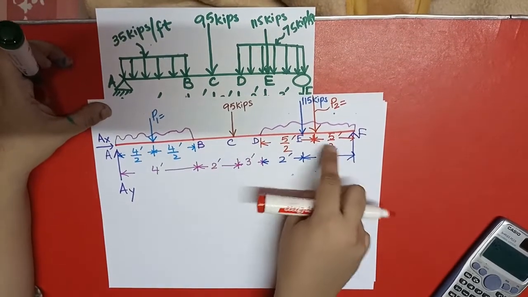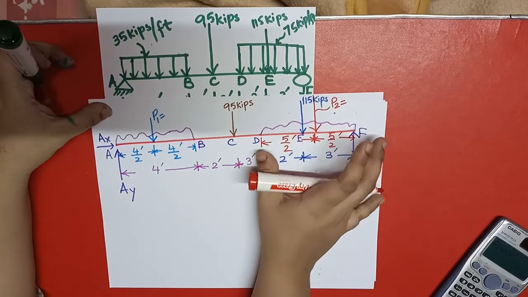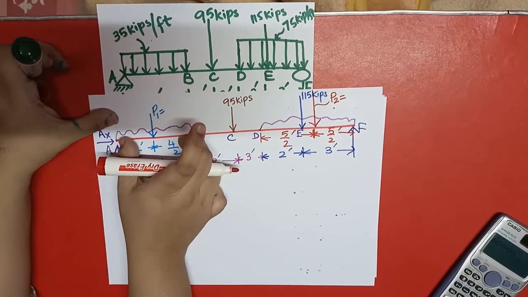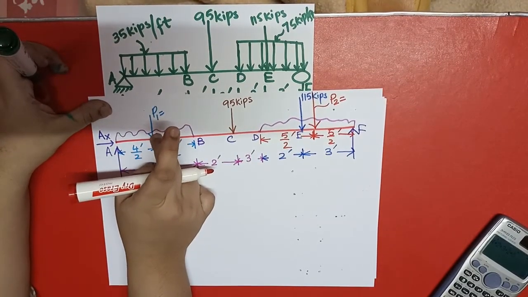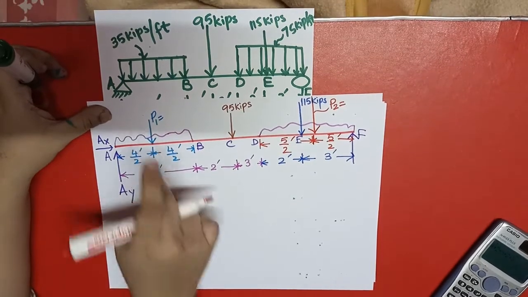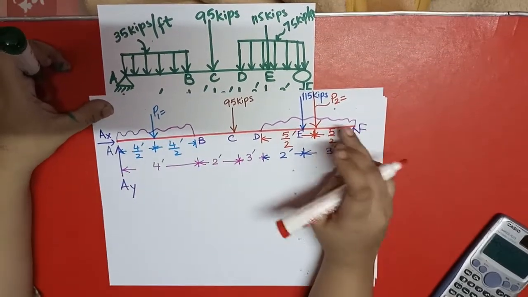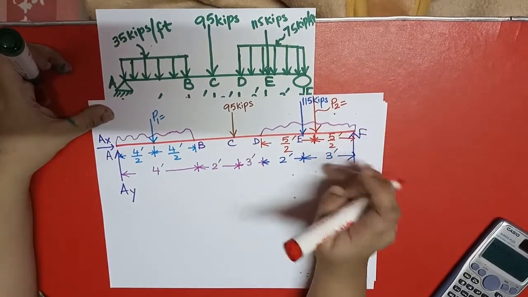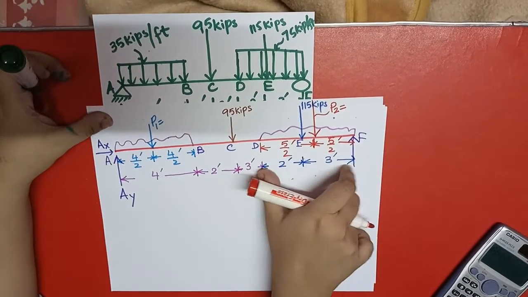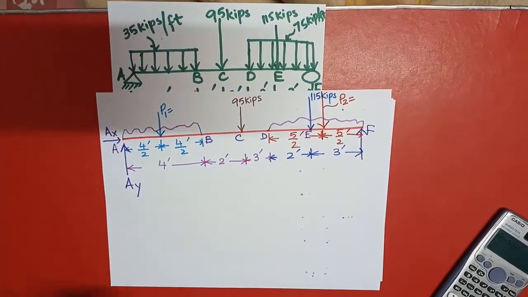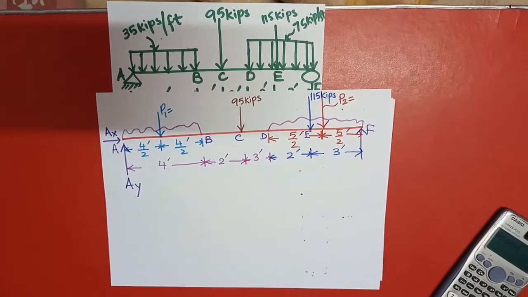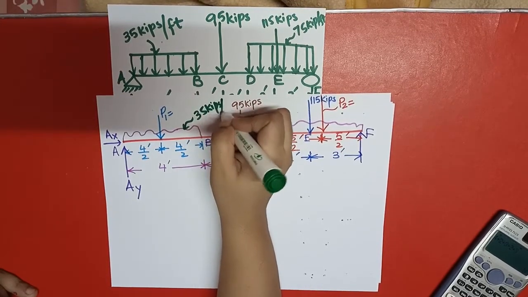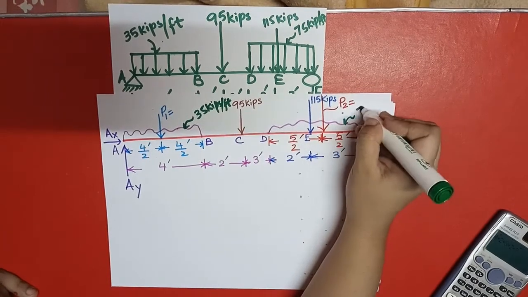So P1 and P2 must be at the center of the total length of the uniformly distributed load. For example, this is 4 feet length, so when we convert the uniformly distributed load into the concentrated load, it should be lying at the center of this 4 feet. And this one, when we convert it, should be lying at the center of this 5 feet. So how can we do this? Let me tell you. For example, I have to convert this P1. It is given in the question that this is 35 kips per foot and this is 75 kips per foot.